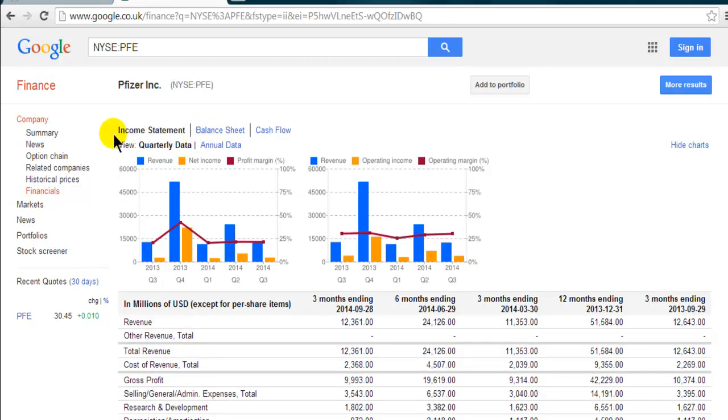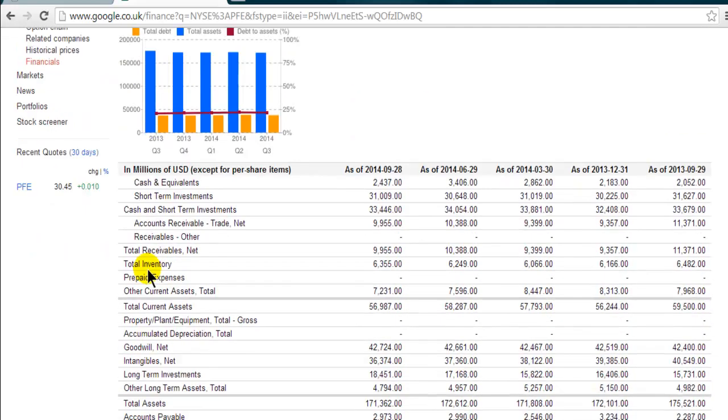Then here, we see income statement, balance sheet, cash flow. Click on the balance sheet. We want to perform what? Google Asset Test. You can check a video on YouTube, Jotrio, how to trade Google Finance Asset Test, whatever I call it, okay?